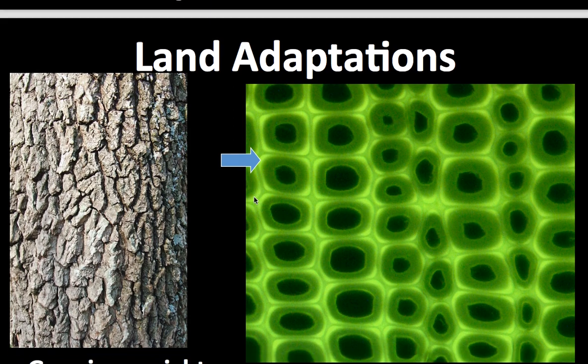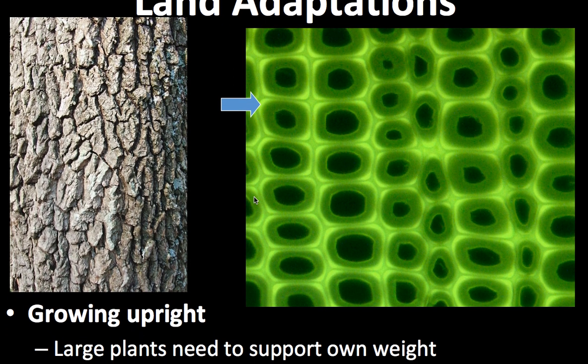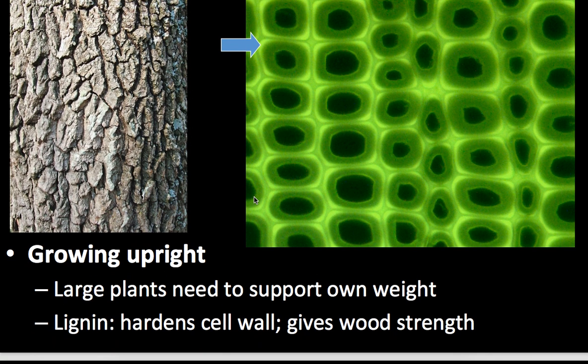Now the next land adaptation: the plant has to grow upright. Large plants need to support their own weight. They developed a root system and shoot system and they developed lignin. Lignin is a material that hardens the cell wall and gives strength to the wood.